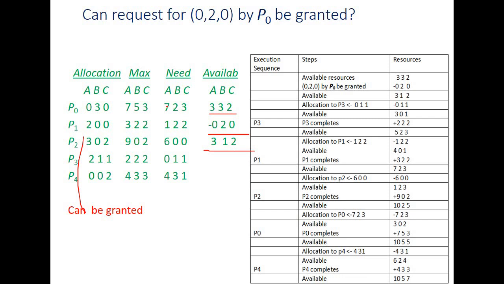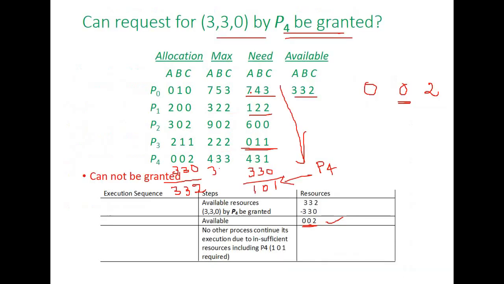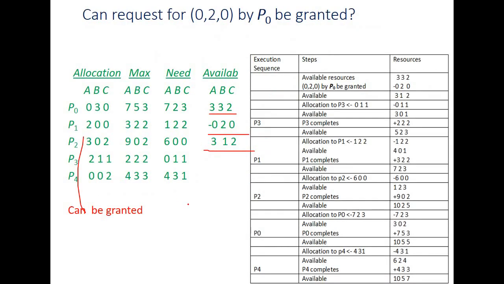Now, how many resources does P0 need? Let us verify with the original problem. In this problem, 743 is the requirement, the resources required by P0. After allocating 020, the need of the resources will become 723. That is what is given here. The need of the P0 process is 723. Now the available resources are 312.